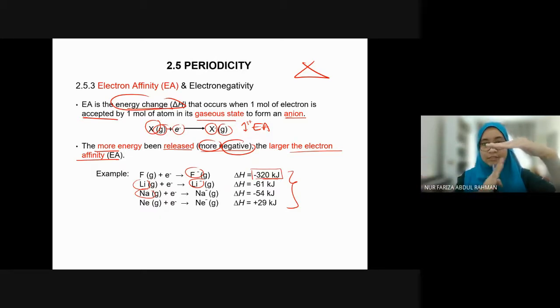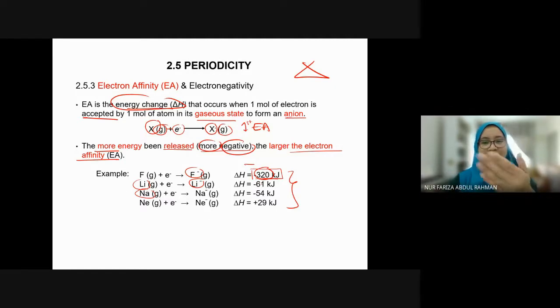Okay, how much energy has been released? So this is the energy, the amount of energy being released. Negative simply means it releases. Okay, the energy has been released. Okay, maksudnya fluorine favors to accept electron in order to become like noble gas. Yelah, fluorine group 17 requires only one electron in order to become like noble gas.